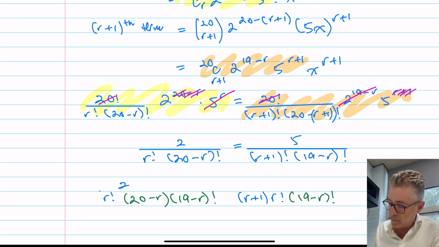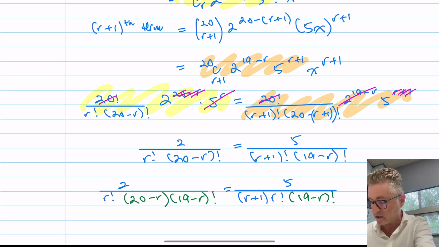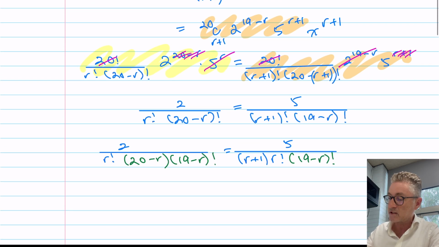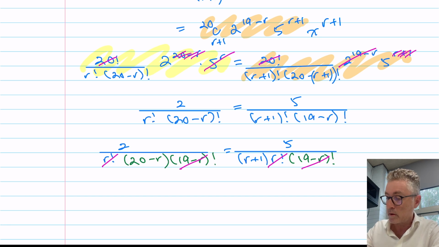And then you've got your 2 on the top there, and your 5 on the top there. Strange way to write that, but I just wanted to get you to see what is going to be common here. You can start to see you can factorize some things out. So the (19-r) factorial is common to both sides, so you can divide by that. And the r factorial is also common.